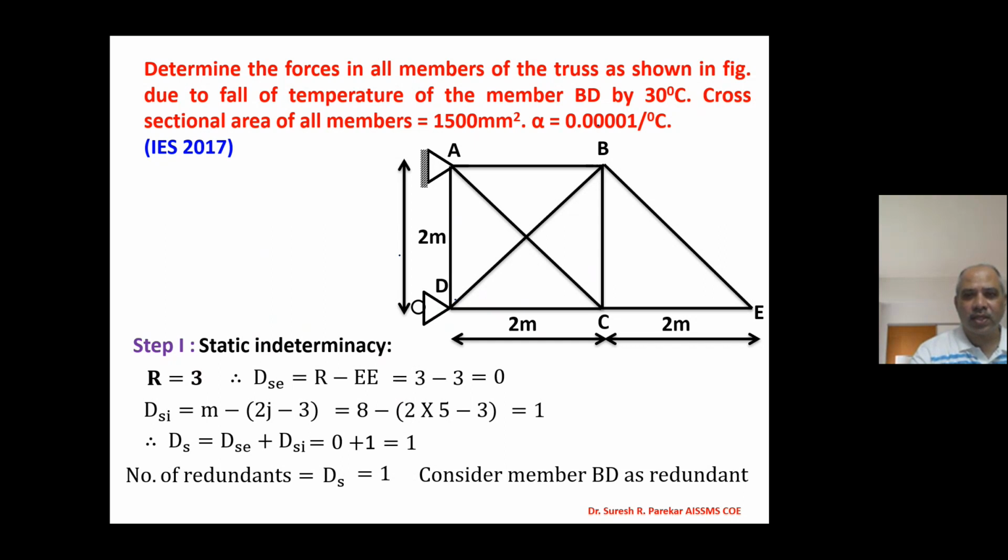Number of redundants we have is equal to Ds, and we are going to consider BD as the redundant. Why is BD considered as the redundant? Because member BD undergoes temperature change.